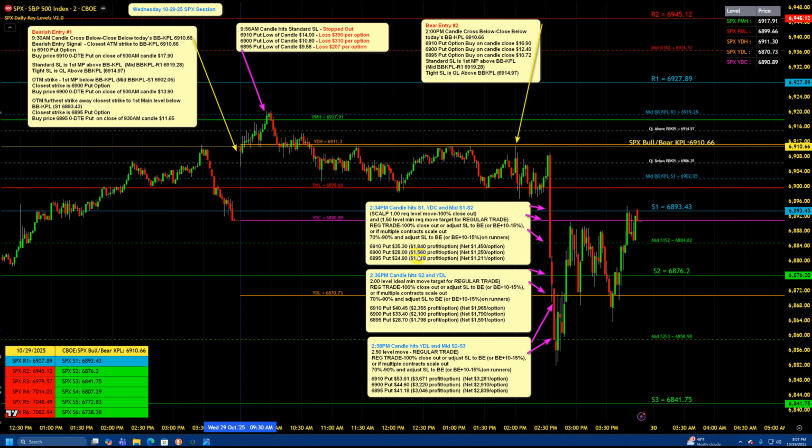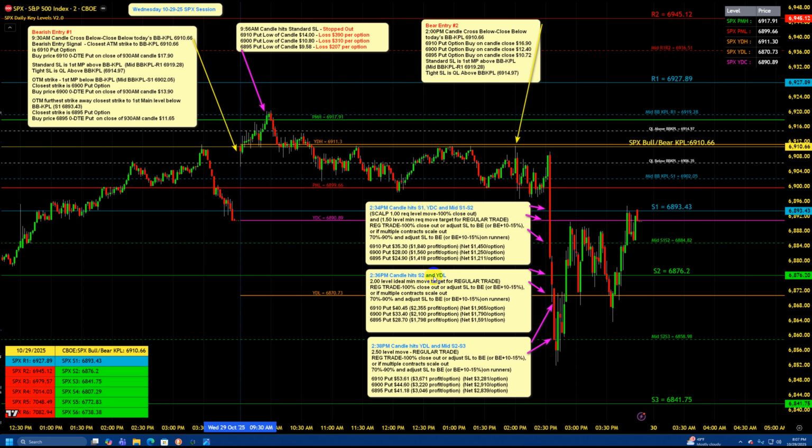The 6900 put is $28 at the close of this candle. That's a $1,560 profit per option. But remember, we had a $310 worst case scenario loss on that earlier on the stop out. So now we have a $1,250 net profit per option. Keep in mind that these figures don't include any possible commissions you may be paying to your broker or any SPX clearing fees, etc. The 68.95 put, $24.90, that's $1,418 profit per option, a net after you factor in the loss on the stop out before of $1,211 an option.